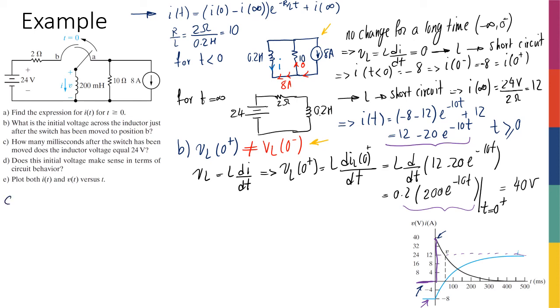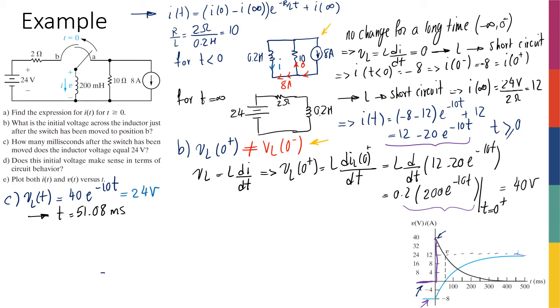So for part C, basically we want to say that at 0 we have 40 volts. We know that the voltage of the inductor, VL, for t greater than 0 is equal to 40 e to the power of negative 10t, right? So now I make this equal to 24 volts, and then just find t. It's as simple as that. So if you do the math, you'll find t to be equal to 51.08 milliseconds. Okay?